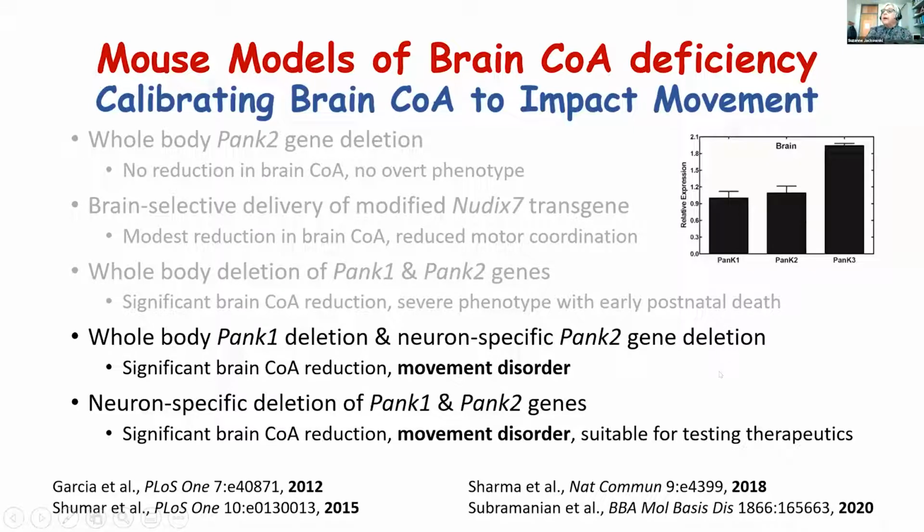So we took a step back and went from whole body deletion to deletion of one and then both PAN-Ks, specifically in neurons. As the CoA impairment became more localized to neurons, the mouse models lived longer and showed a movement disorder. And I will be talking about the last 2 models in this presentation.